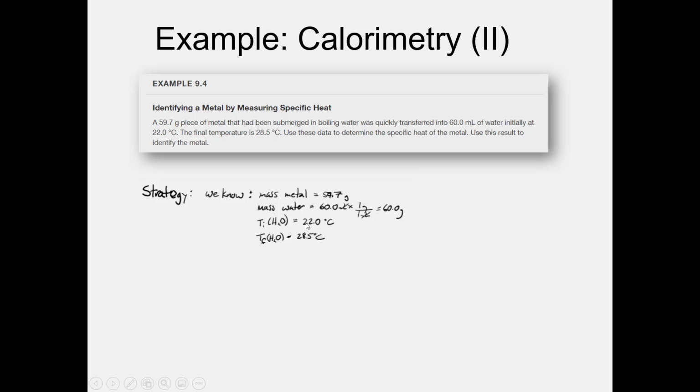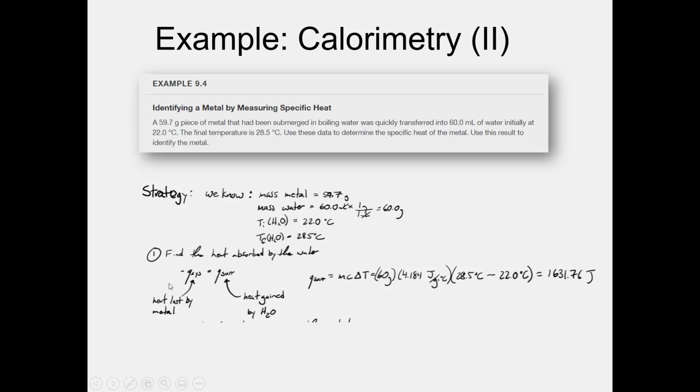The initial temperature of the water was 22.0 degrees Celsius. The final temperature of the water, once the metal had released all its heat into the water, was 28.5 degrees Celsius. If we need to, we can also once again assume that the final temperature of the water is the same as the final temperature of the unknown metal, because they'd be in thermal equilibrium with one another.